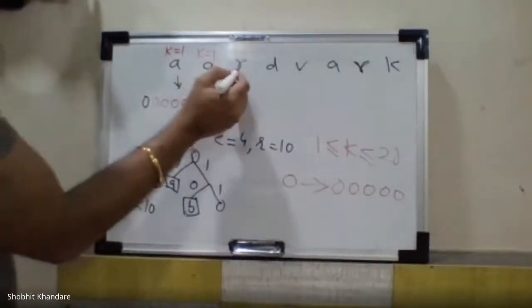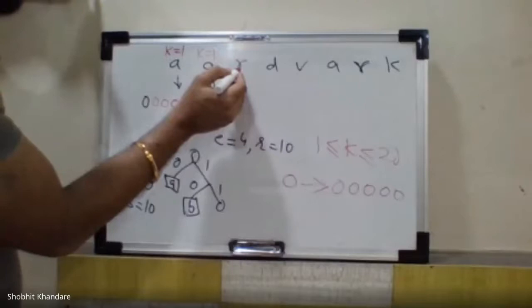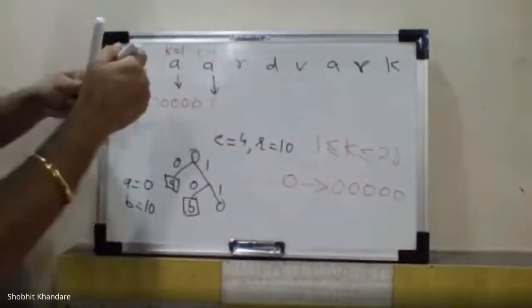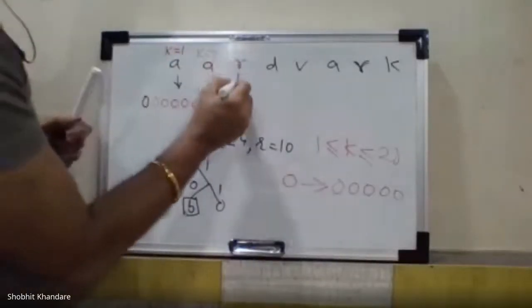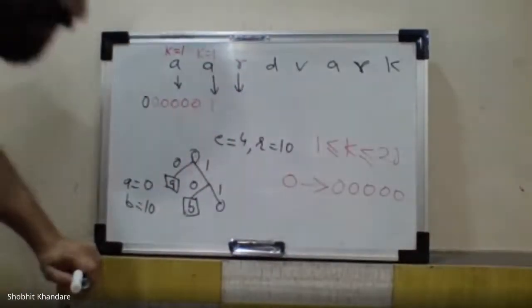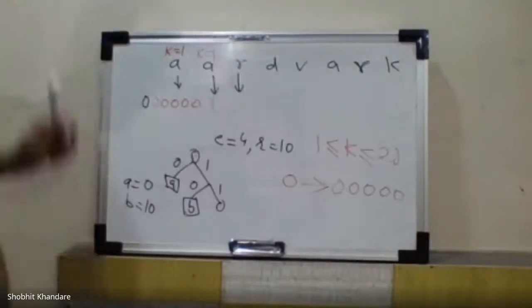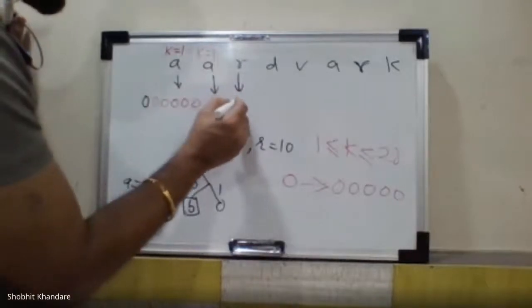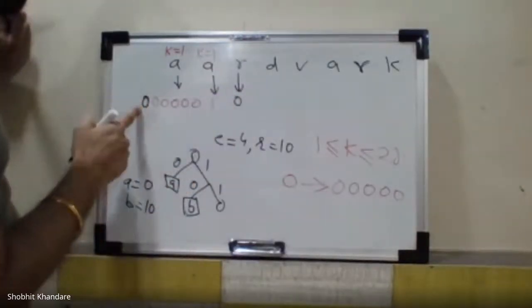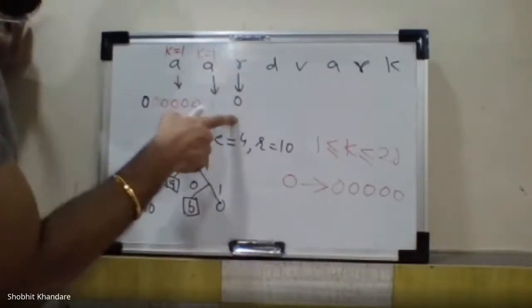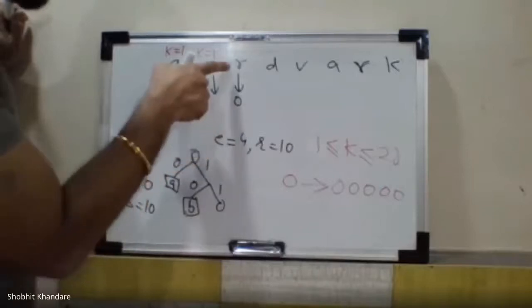Okay. Now we'll go to the next one, that is R. For this R, we will again check with the steps. Whether this R has come for the first time? Yes. Now if it has come for the first time, then we have to send the code for NYT, and the code for the NYT is again 0. This 0 is the code for the NYT, followed by the respective code for R.